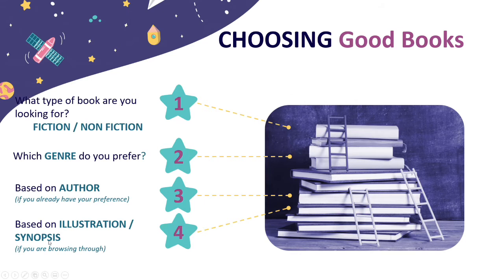You can use this criteria, illustration and synopsis, if you are browsing through. So if you're not sure which book to have, you can choose something that catches your eyes. But then, after you look at the cover, you can still look at the synopsis to finalize whether you want to read the book or not. So these are 4 tips in choosing good books.